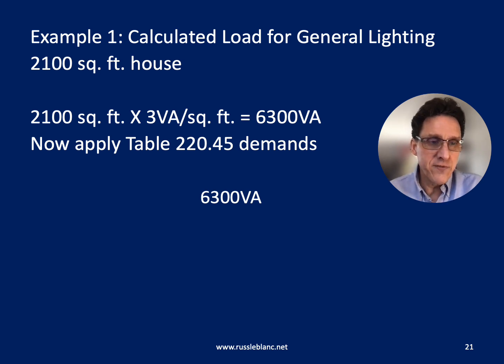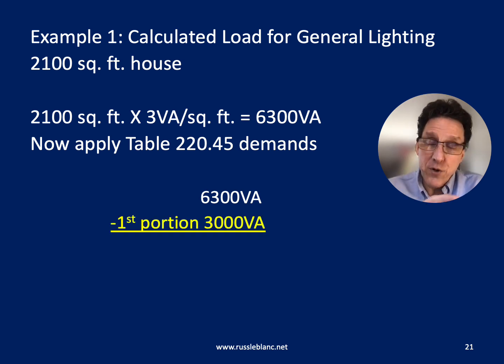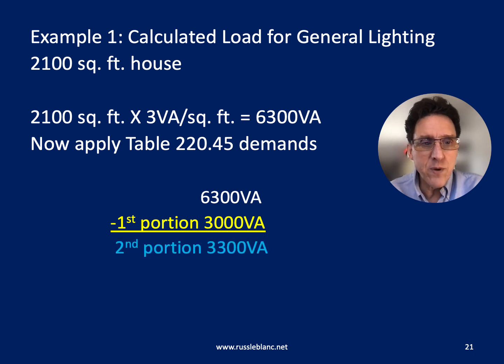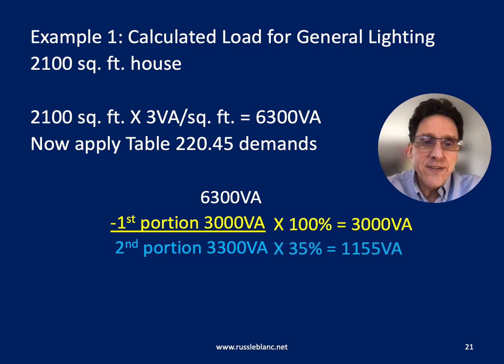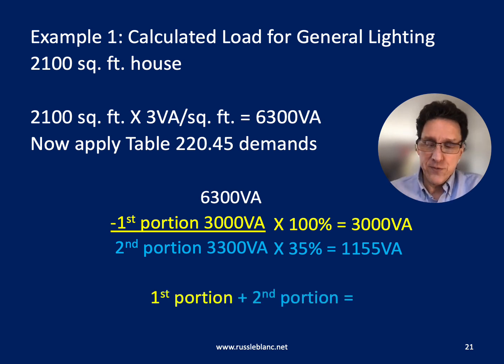Okay, so if we take this 6,300 volt amps and we apply the demands from table 220.45, it looks like this. That first portion comes out, that's 3,000 volt amps worth. We take that away, we are left with the second portion, 3,300 volt amps, right? And I told you, don't worry about the third portion yet. We'll get to that in a few minutes. And so the first portion gets taken at 100%. The second portion gets taken at 35%. Now we have to add those two portions together, all right? Add the first portion and the second portion.